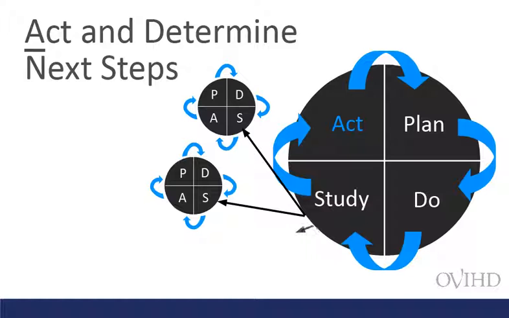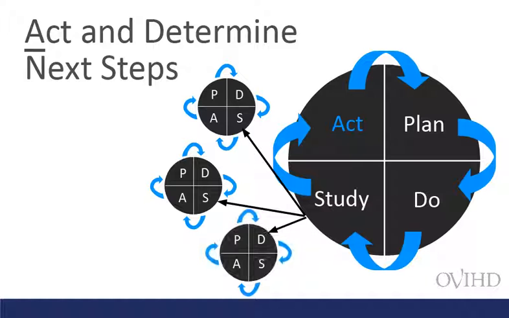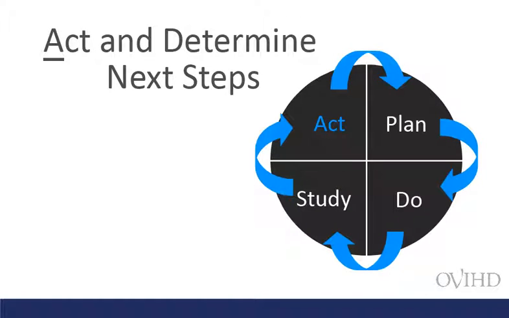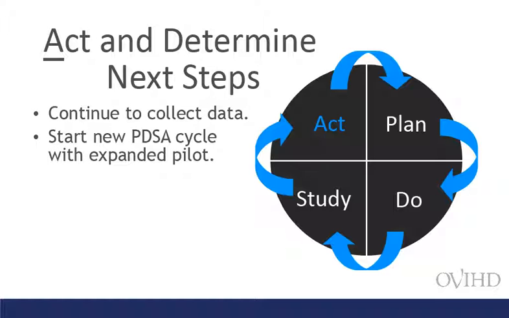A new improvement cycle is necessary if your team determines after the pilot that the root causes aren't being addressed or that your change ideas are simply ineffective. If your desired outcome has been met, your team should develop a plan to continue to collect data and monitor the results. Your team will also want to start a new PDSA cycle, but this time on expanding your pilot.